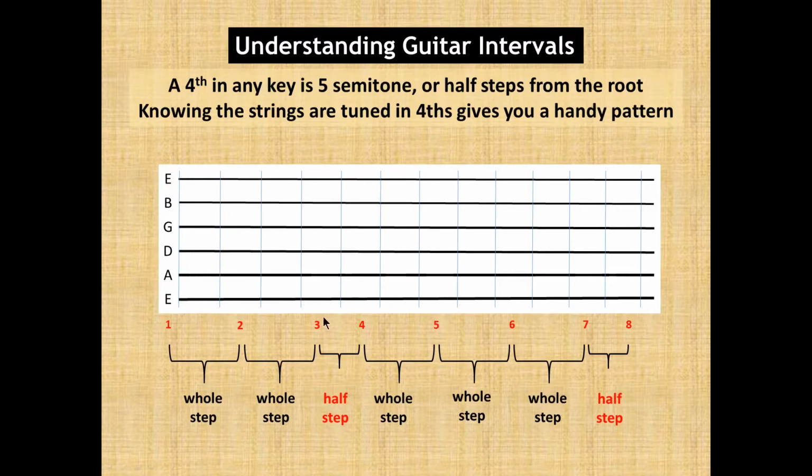Now, a fourth is, in any key, always 5 semitones. Remember, a whole step is 2 semitones, so 2, 4, 5. That takes us to the 4th. And so we can think of it as 5 semitones, 5 half steps, 5 frets. But knowing that the strings are tuned in fourths gives us this interesting pattern. And hang with me for a minute, this might be a little confusing. I'm calling this 1 because it's the root of some scale.